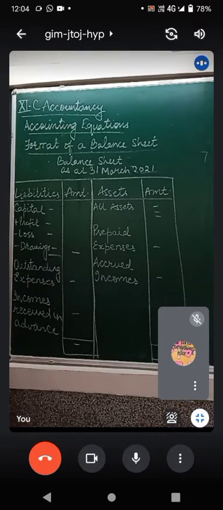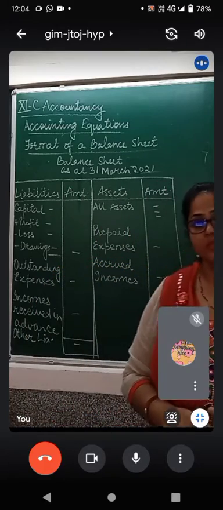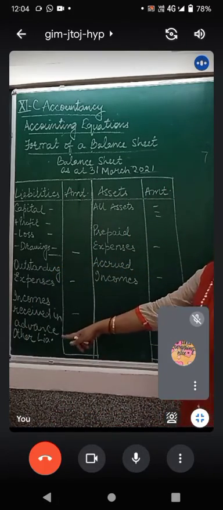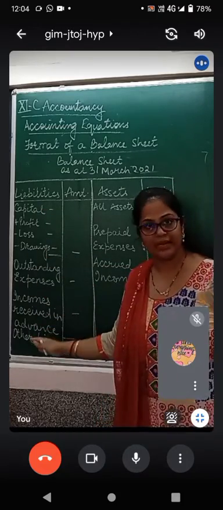And what else will you write? One more thing that I missed out. Other liabilities. Other liabilities means your creditors, your bills payable, if you have taken loan from someone, all these are the liabilities. So any other liability also will be included on the liability side.